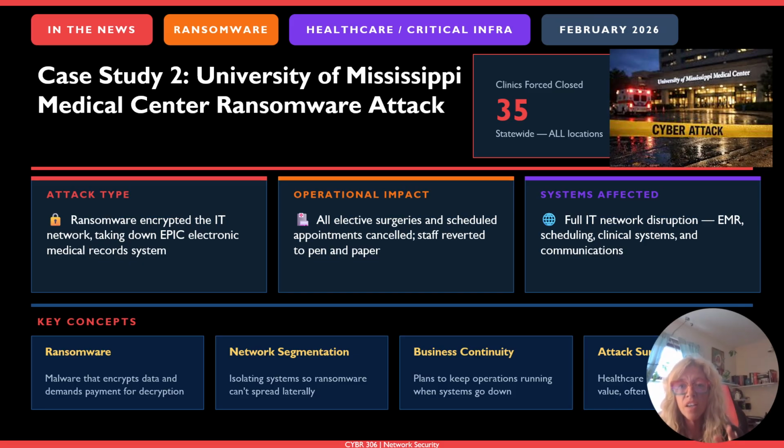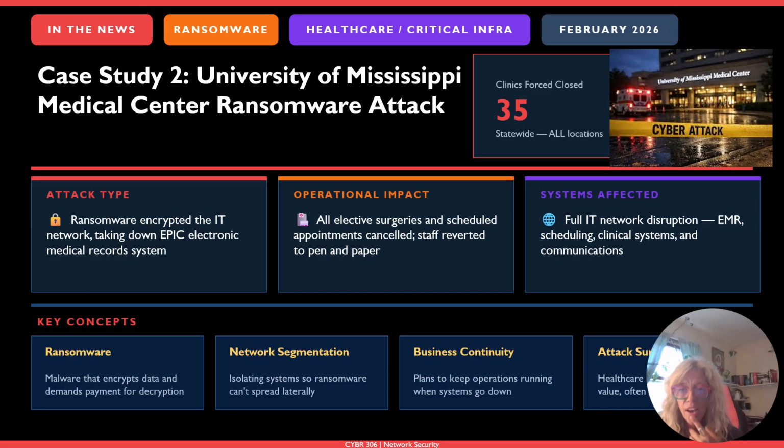So the key word here is spreads. This isn't just a virus that hits one machine. It moves laterally across the network, exploiting weak segmentation, shared credentials, and overly permissive network access. And this is exactly why we study network architecture. How you design your network determines how far an attacker can get in.